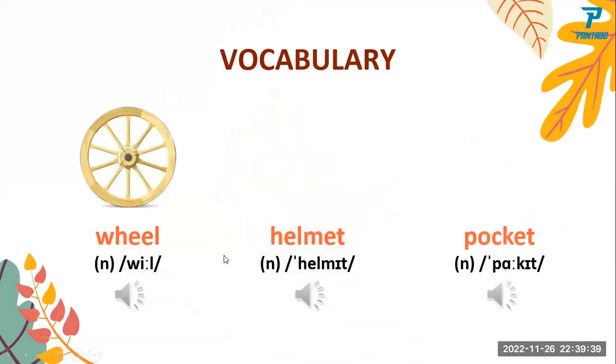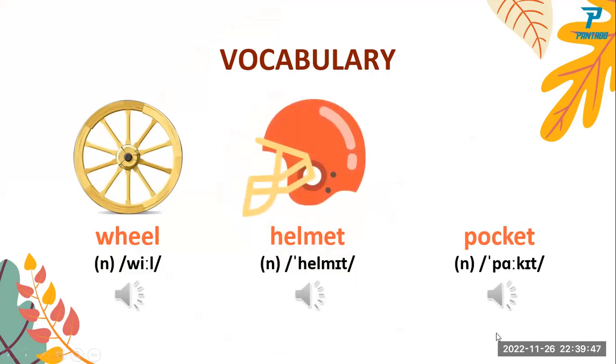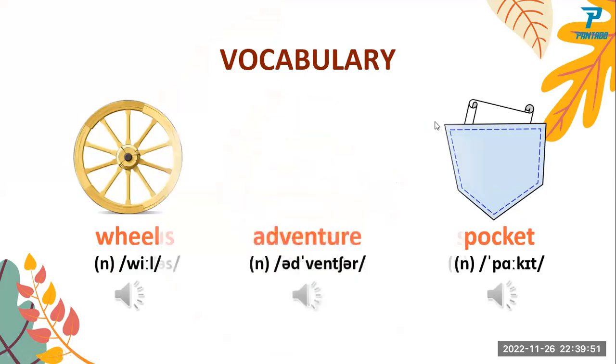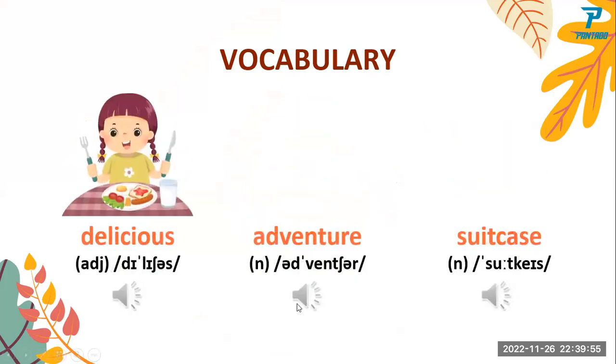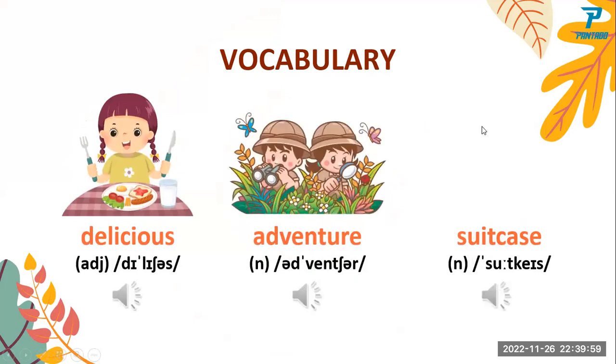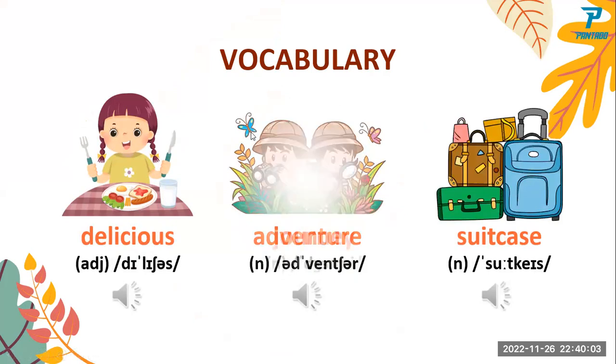Okay, so in unit 30, you have different vocabulary words here. We have the words wheel, helmet, pocket. Next we have delicious, adventure, suitcase. So these are the topic.